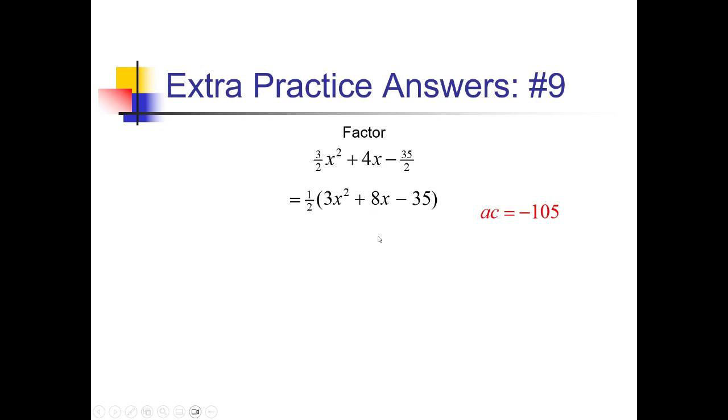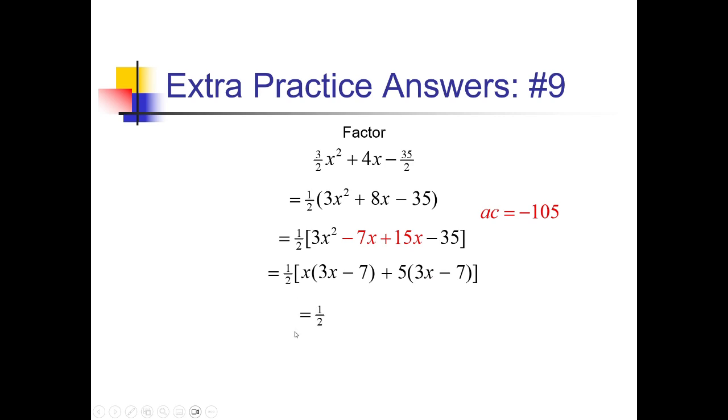So let me split this up now into minus 7x plus 15x for that middle term. And at this point I can use my factoring by grouping approach. So the 1/2 is still there. For the first 2 terms inside, I can take out an x, leaving me with 3x minus 7. And for the 15 and the 35, those are both divisible by 5, leaving me again with 3x minus 7. The 1/2 is still there in all its glory. We can also take out a 3x minus 7 from everything, and that leaves the x plus 5 for my last factor. There it is.